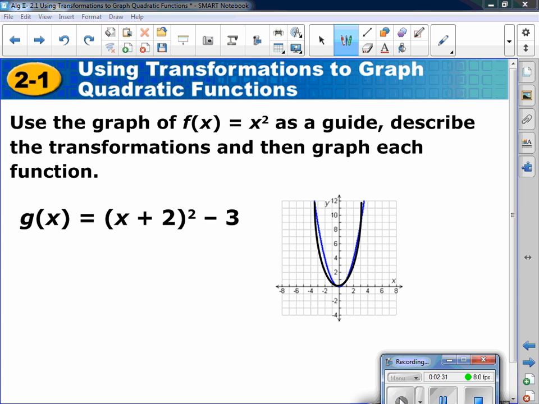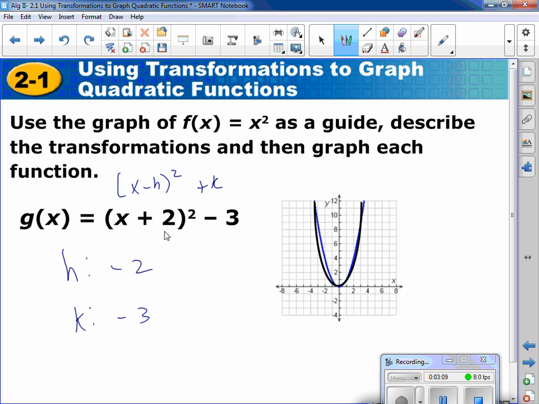Looking at the parent function, now I have g of x equals x plus 2 squared minus 3. Remember, it has to be x minus h squared plus k. But what's here? Plus. What would make a negative a positive? A subtract, another negative. So it would be negative 2. What is your k? Negative 3.